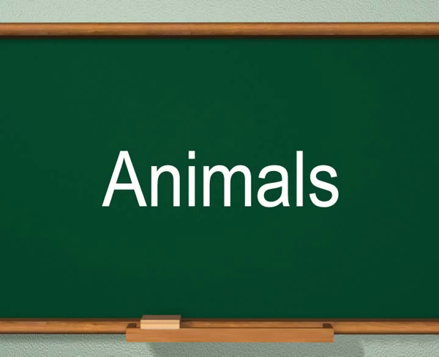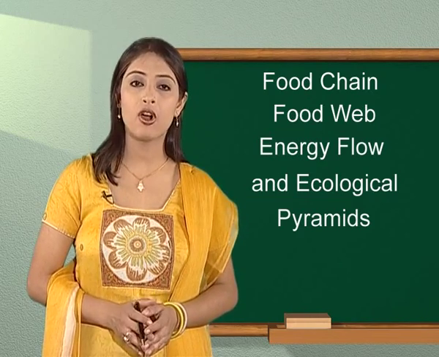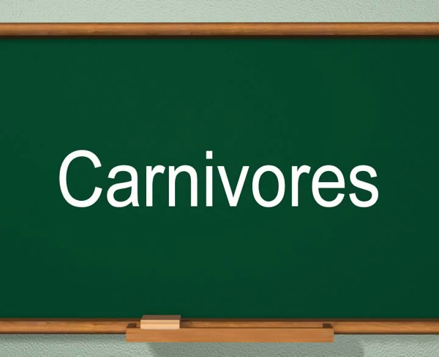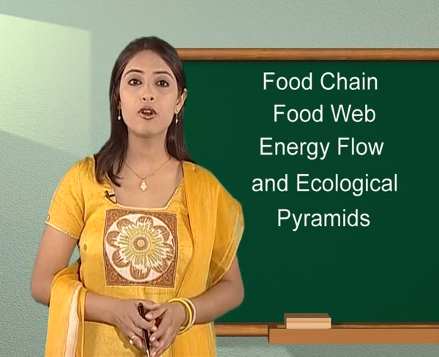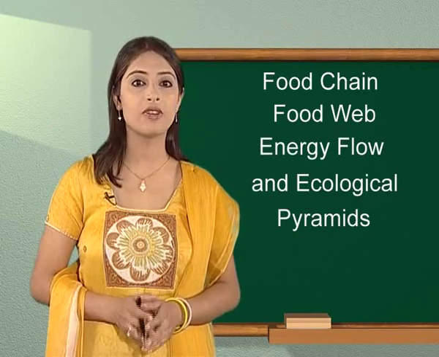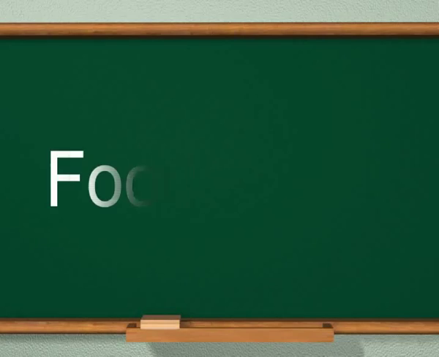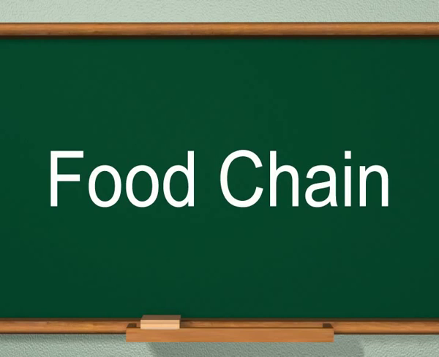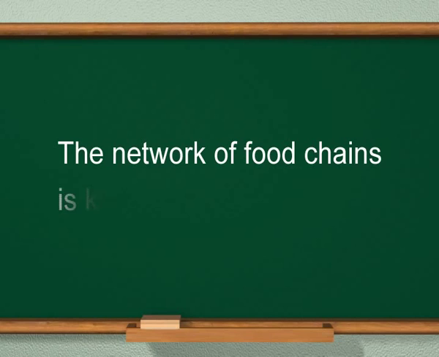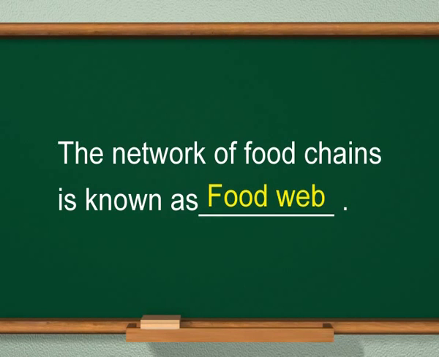The next question is, which category of animals depend on herbivores? The answer is, carnivores depend on herbivores. Next question. Tell me, the flow of energy is always shown straight, whether in food chain or food web. The answer is, in food chain, the flow of energy is always straight. Next question. Complete the sentence. The network of food chains is known as dash. Answer. The network of food chains is known as food web.